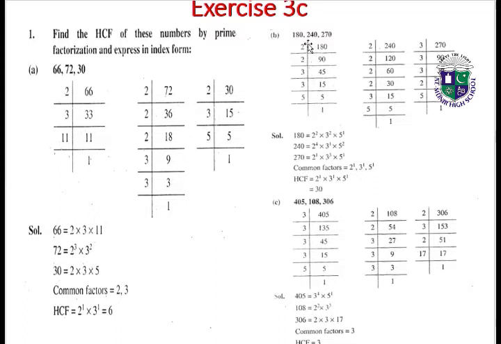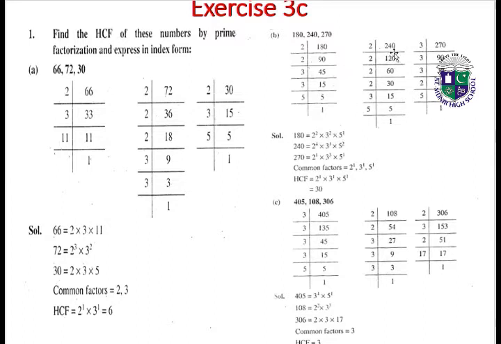Part B. 180, 240 and 270. 180, 2 9s are 18, 0, 2 4s are 8, 1 carry, 2 5s are 10, 3 1s are 3, 1 carry, 3 5s are 15, 5 1s are 5. 180 is 2 square multiplied by 3 square multiplied by 5.